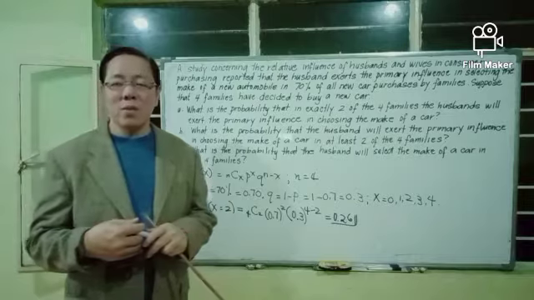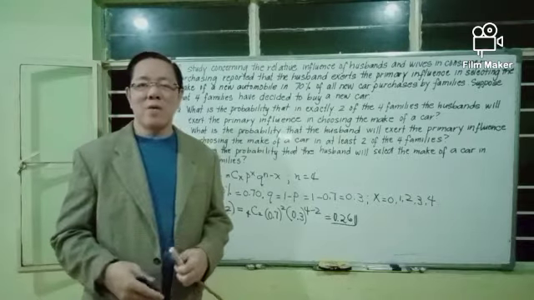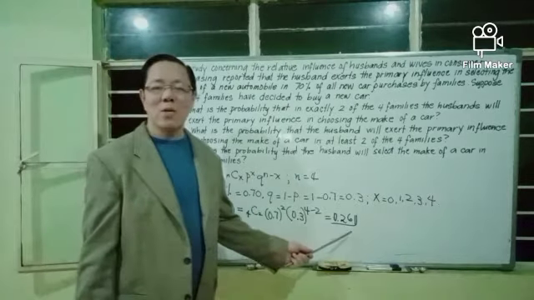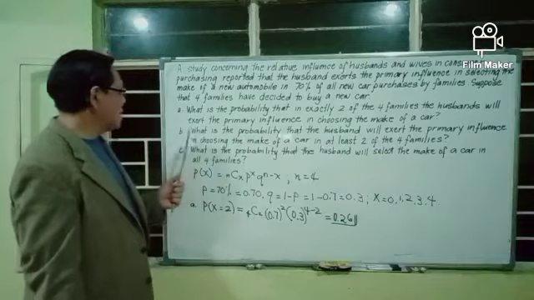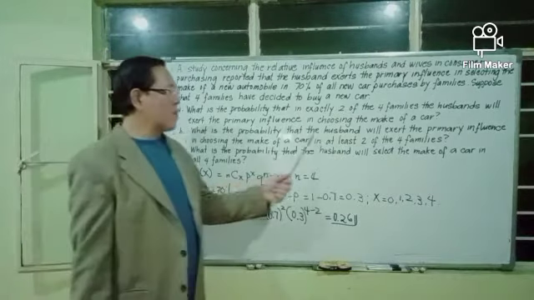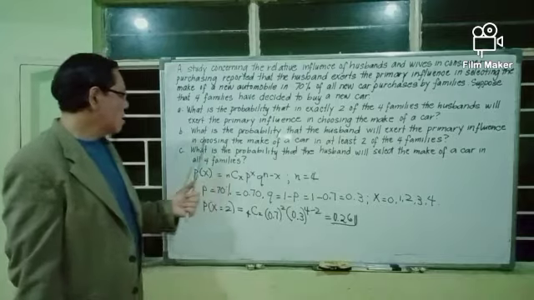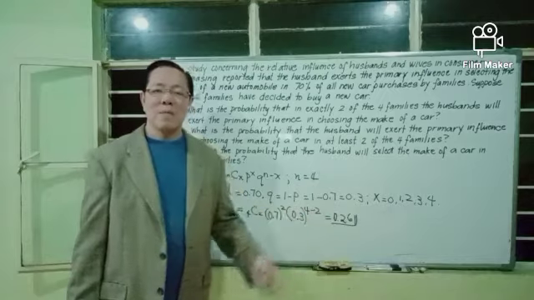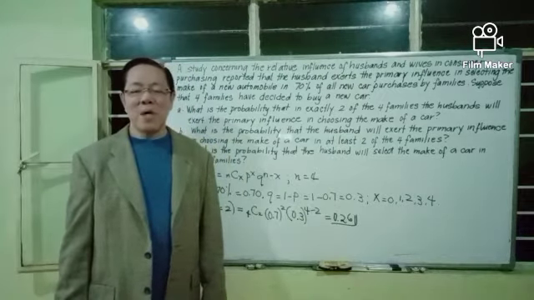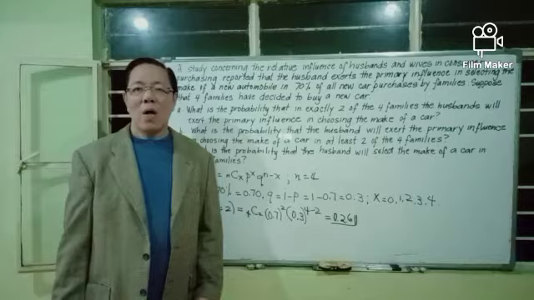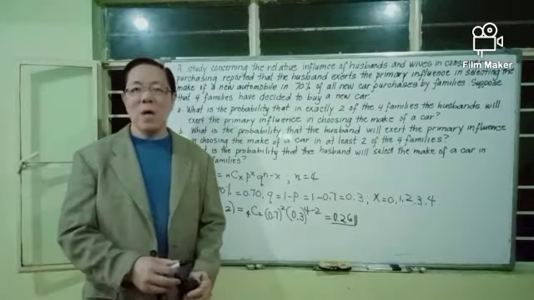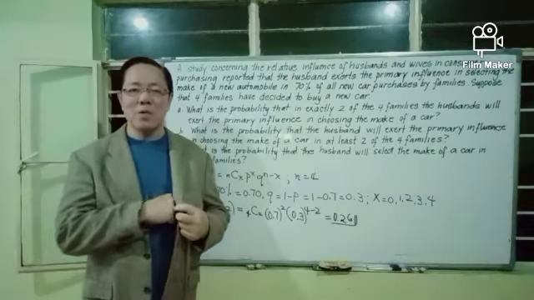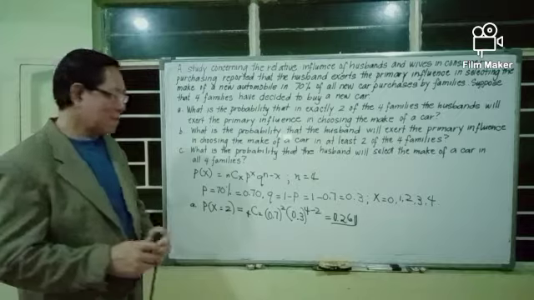The probability that 2 husbands from the 4 families will decide on the make or brand of new car to purchase is 0.26 or 26%. To answer letter B, what is the probability that the husband will exert the primary influence in choosing the make of a car in at least 2 of the 4 families? The problem asks for the probability that at least 2 husbands from the 4 families will decide on the make or brand of new car to purchase for the families.